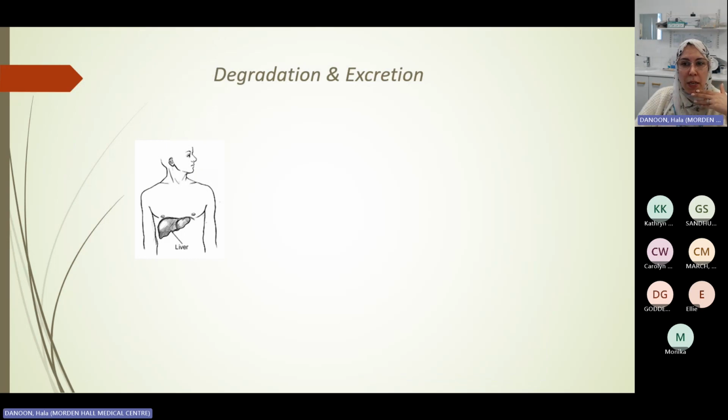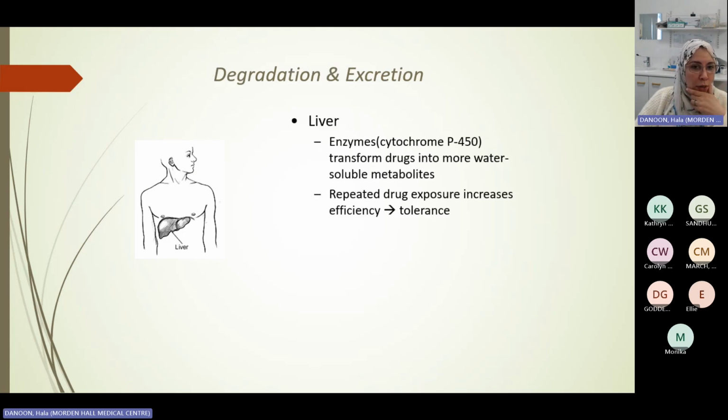Now, if we're looking at degradation and excretion, one major organ in the body that is responsible for detoxifying the body and eliminating the medication is the liver. The liver is very rich with enzymes that help metabolize food plus other chemicals that get into the body. The main one is cytochrome P450. It changes the medication into a more water-soluble metabolite that gets excreted through the kidney. Repeated drug exposure increases efficacy and tolerance.